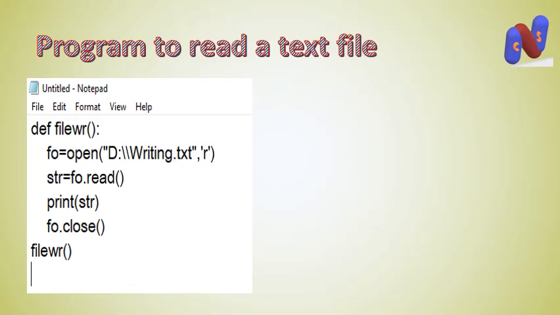After that, in the next line I have written print(str). This particular print statement will print our output on the output screen in the Python terminal window. Then after reading everything, we have to close the file with the help of the fo.close function. fo is the file handle and close is the function, and then I have called this function in a top level statement with file_wr. So that was the code, and now just see the output.